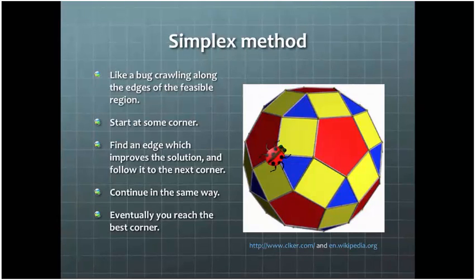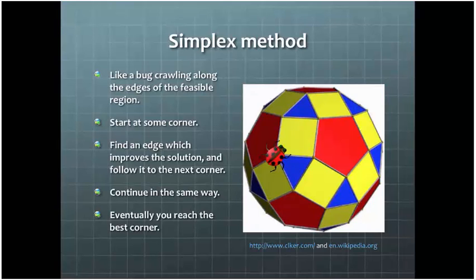You might want to contrast this with what the brute force method says to do. The brute force method says you have to identify all the corners on this solid, and then you have to evaluate the objective function here. Whereas here, this is a much more localized type of solution. You start at one corner, and then you crawl along an edge till you get to a better corner.